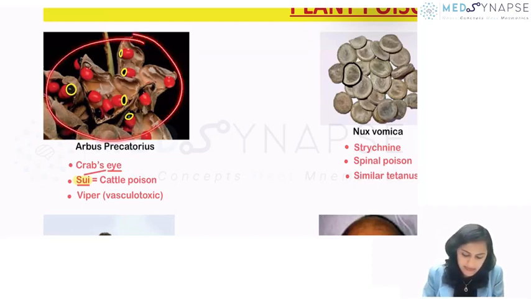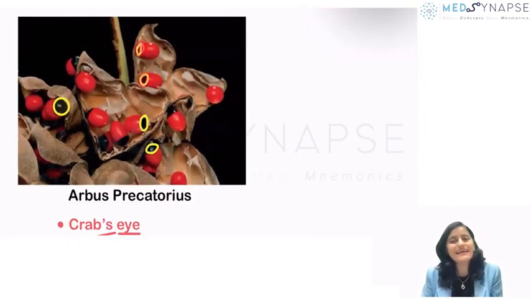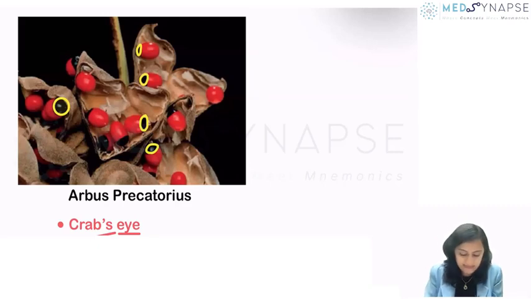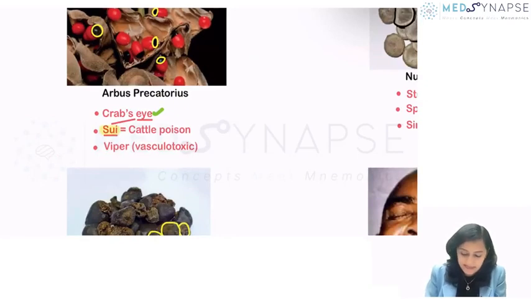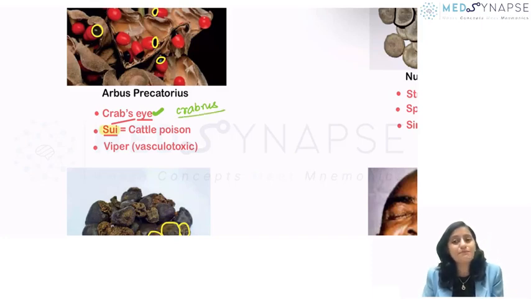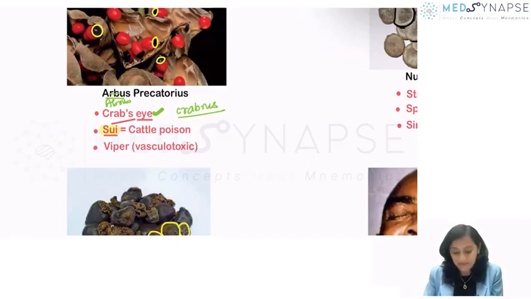The first one that we have here, where you have these red seeds with the black eye-like appearance, this is the crab's eye. So you remember this as crabs is crabrus, that is Abrus precatorius. Abrus, not arbus. This is Abrus precatorius, crabrus. So remember that is crab's eye.